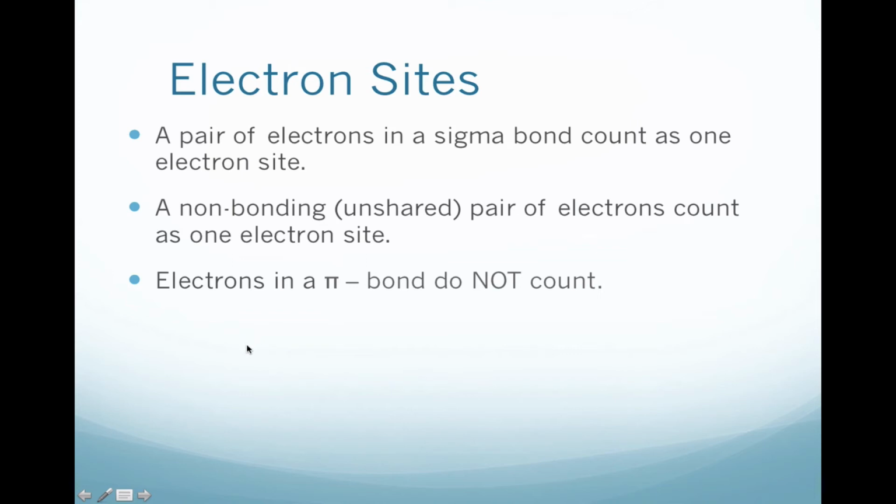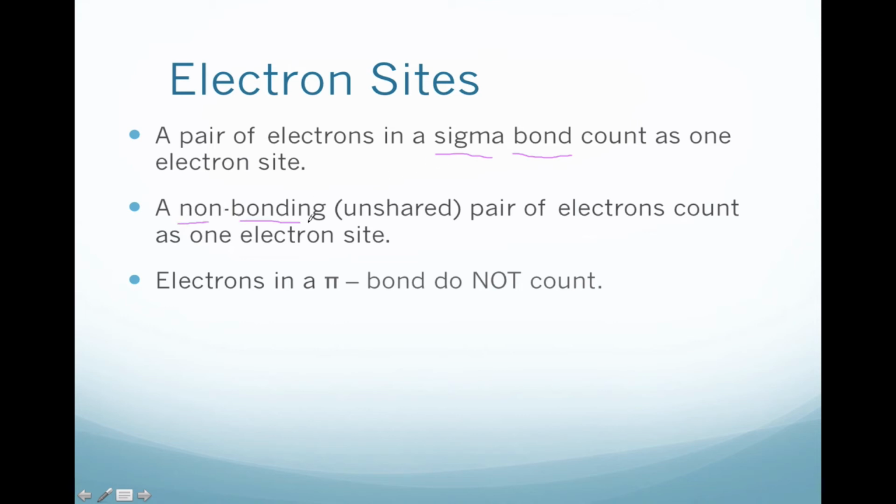Okay, there's a term which we call electron sites, and you may hear me using it to help figure out the shape of a molecule. So an electron site is essentially we're counting the number of sigma bonds that are found around a central atom. So if you see me counting covalent bonds, I'm going to count a sigma bond as 1.